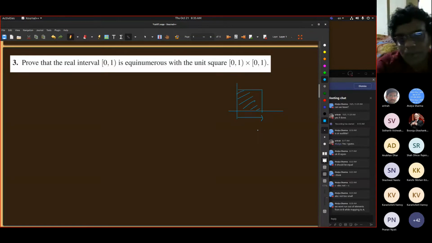If an element is x comma y, then we can map it to (x plus y) by 2 on the interval (0,1). This is certainly not injective, right? For example, (0.1 plus 0.5) by 2 and (0.2 plus 0.4) by 2 will map to the same thing, right? So this is not injective.